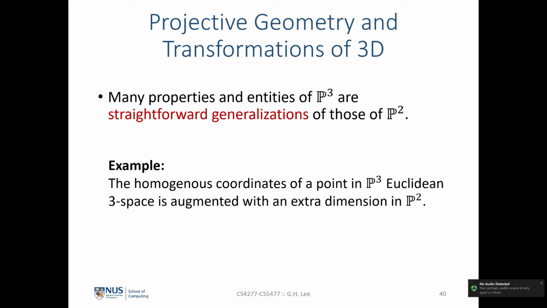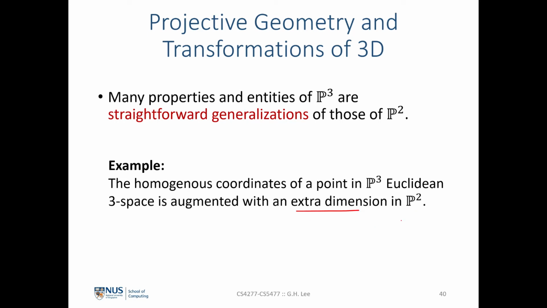So now let us look at the projective geometry and transformation in the 3D space after we have looked at the SE3 transformation for rigid body motions. And many properties of the entities in the projective 3 space are actually straightforward generalizations of those in the projective 2D space. An example here is that we'll see in a few slides' time that the homogeneous coordinates of a point in the P3 space, Euclidean space, is actually simply augmented with an extra dimension in the P2 space.